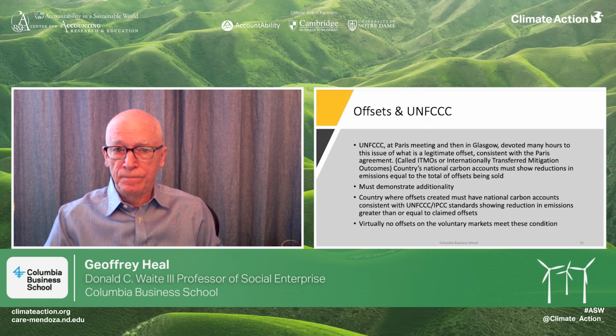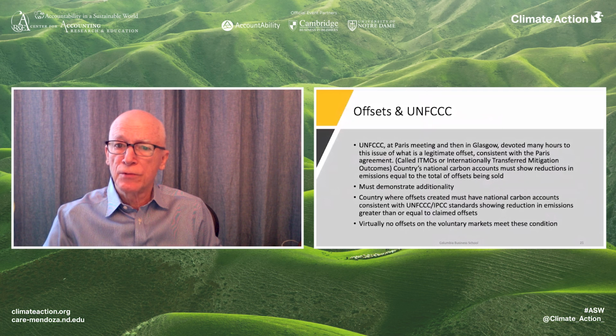Now, the UNFCCC at its Paris meeting, and again in the subsequent Glasgow meeting, devoted many hours to the issue of what is a legitimate offset and what is an offset consistent with the Paris Agreement. And they don't use the word offset, incidentally. They use the phrase ITMO, or Internationally Transferred Mitigation Outcome. In order for an offset or an ITMO to be valid, you have to be able to demonstrate that it's additional, that is, it represents a removal of CO2 from the atmosphere which would not have occurred were it not for the transaction underlying it. Then, as I just indicated, the country where the offset is created must have national carbon accounts consistent with the UNFCCC standards, and these must show a reduction in emissions greater than or equal to the claimed offsets. And as I remarked, very, very few offsets in the voluntary market meet these conditions.